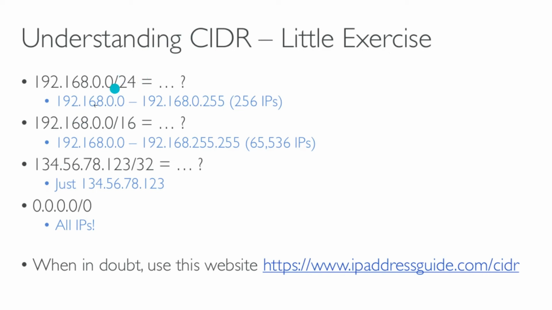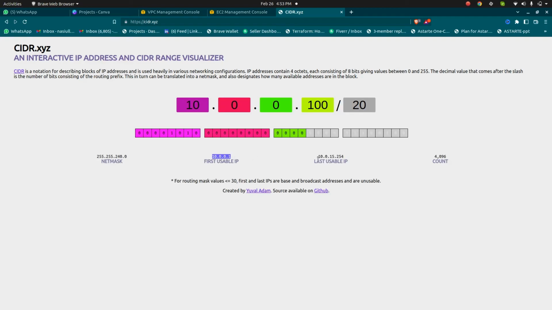You already know this. If I do slash 24, I get 256 IPs. If I do 16, I get 65,536. 32 means only one. 0 means all IPs. When you have 32, nothing is going to be changed. This is the same IP that you're going to use. If you have 16, you can see these last two octets are changing. If you have 24, only the last one is changing. So you have 256 IPs, which start from 10.0.0.1 till 10.0.0.254.